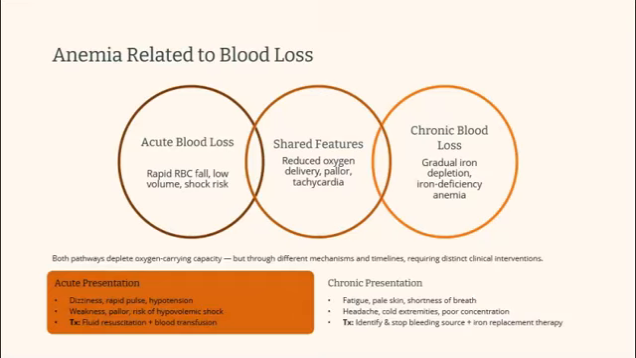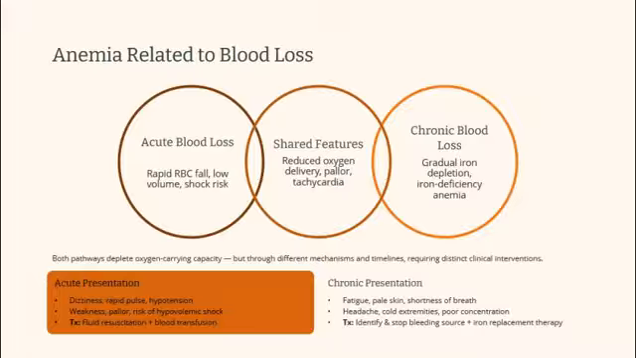Next, we have anemia related to blood loss. With acute blood loss, we see a rapid fall of the red blood cells, hypovolemia, and increased risk for shock. With chronic blood loss, so they're losing a small amount of blood pretty chronically, we'll see a gradual iron depletion and iron deficiency anemia associated with it. Both acute and chronic blood loss will result in reduced oxygen delivery, pallor, and tachycardia for the patient, because both are going to deplete the oxygen carrying capacity of the blood. They're different mechanisms, but with both of them, you can end up in that spot.